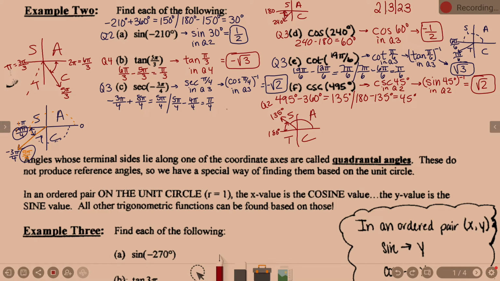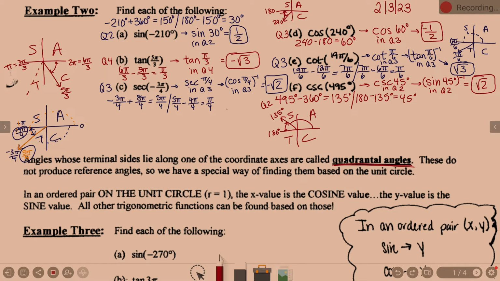Now, so that's a lot of practice with reference angles, finding that reference angle. What we're going to talk about now is kind of a special case. We're going to talk about something called quadrantal angles. We actually looked at a quadrantal angle yesterday because I threw a couple in homework. Angles whose terminal sides lie along one of the coordinate axes are called quadrantal angles. These do not produce reference angles, so they're not going to produce a 30, 45, or 60 degree angle, because we're talking about things like 0 degrees, 90 degrees, 180, 270, 360. So we're talking about our axes.